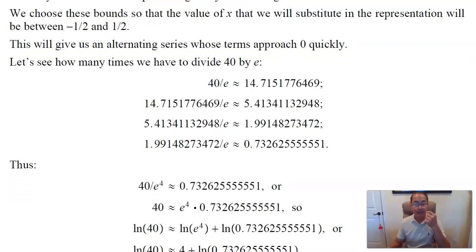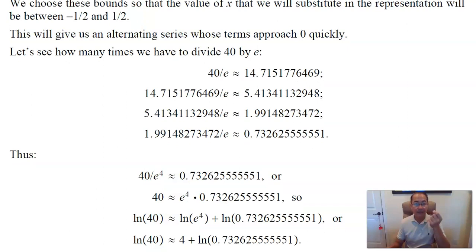Now we have the product rule for ln's. Okay, we know that ln of a product is the sum of the ln's. So ln of 40 should be ln of e to the 4 plus ln of this thing. But ln of e to the 4, you have the cancellation property. That's just 4. Okay, so we have 4 plus ln of 0.732. Now we're back to what we know how to do. Just plug it in directly into the series.